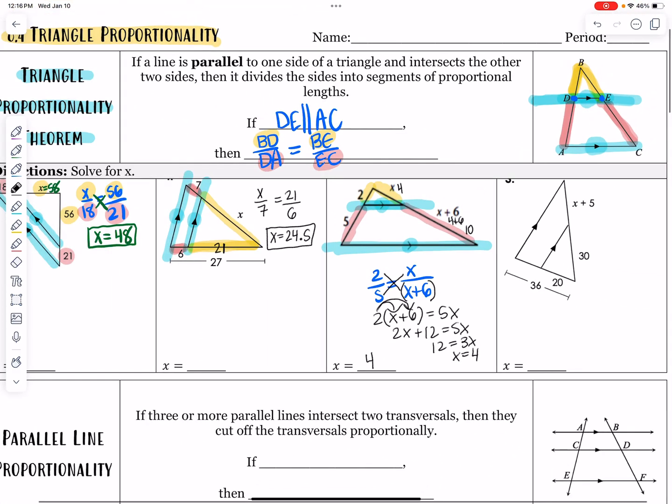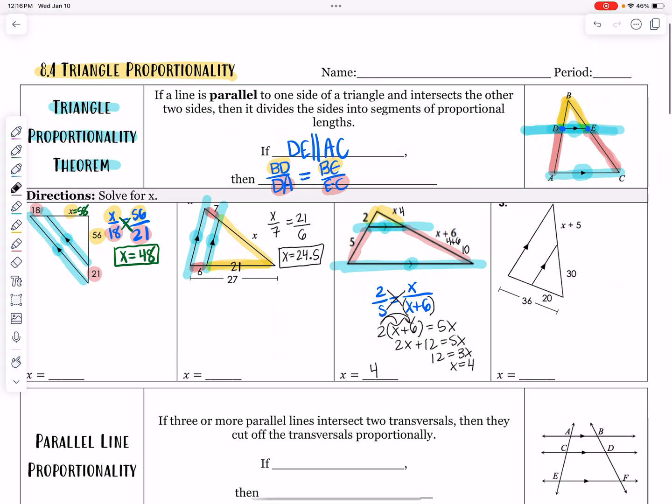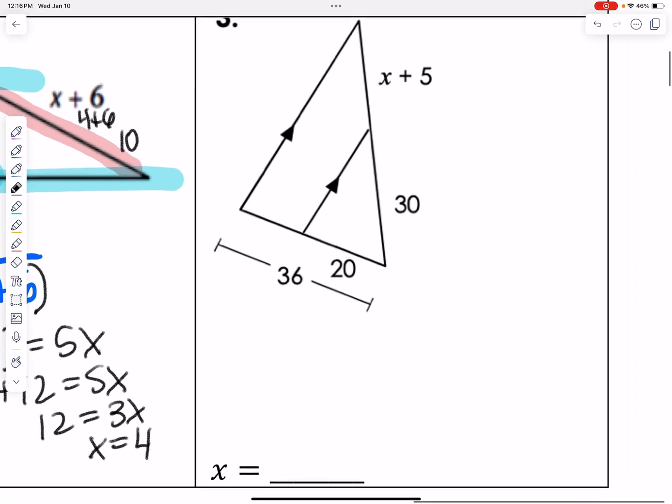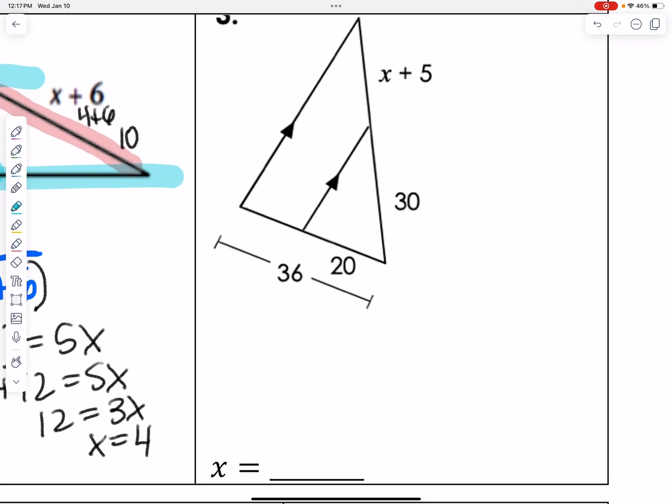Okay? I need to fill these in the boxes. 24.5 and 48. Okay? So this one we're looking for x again, but you're going to notice they give you the full piece. So let's first make sure that we have this side that is parallel to this third side. Perfect. And then I do have my yellow piece, both of my yellow pieces.